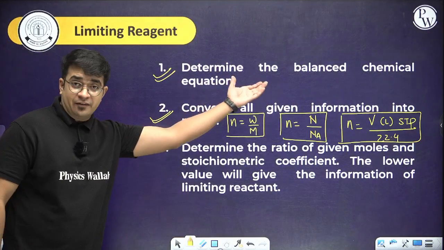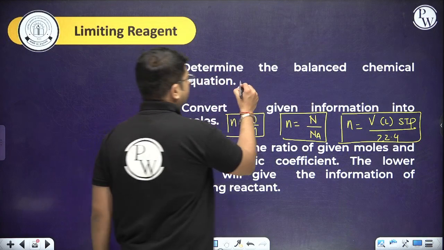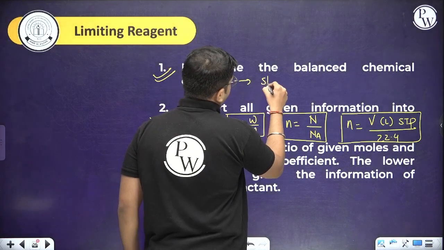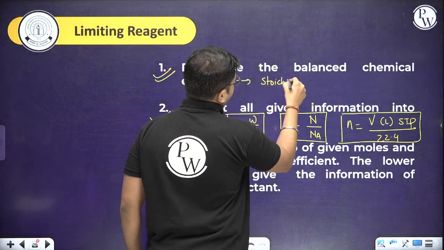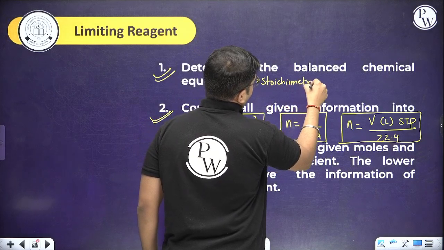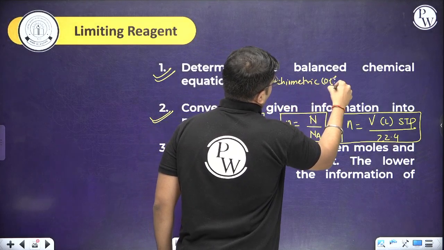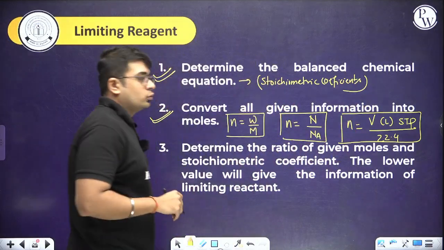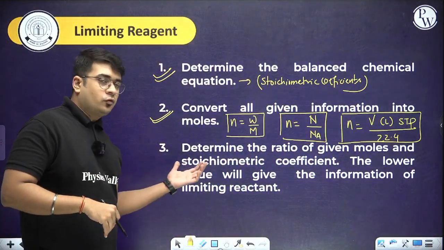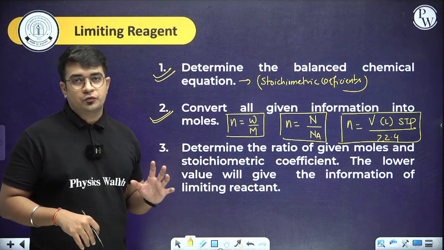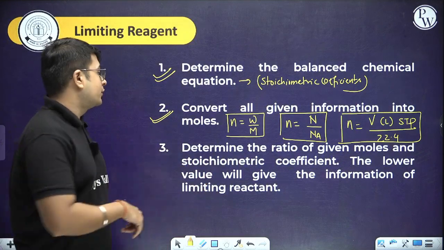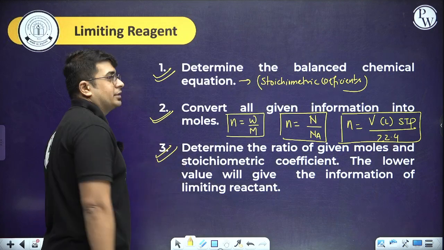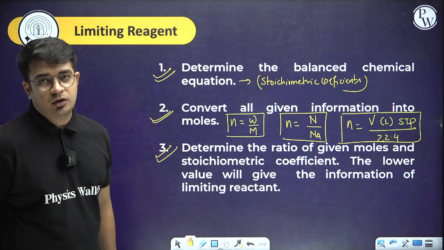And you have the balanced chemical equation. It means you know the stoichiometric coefficients. So what you have to do is divide the number of moles by their stoichiometric coefficient. The lower value will give you the limiting reagent. That's all.